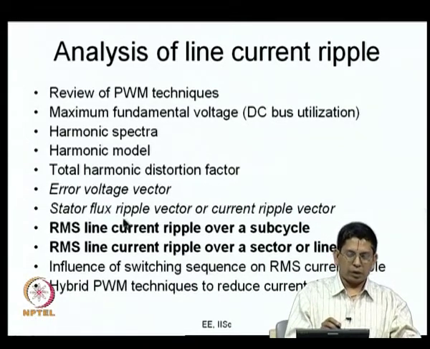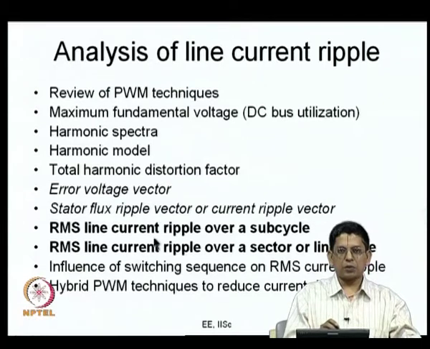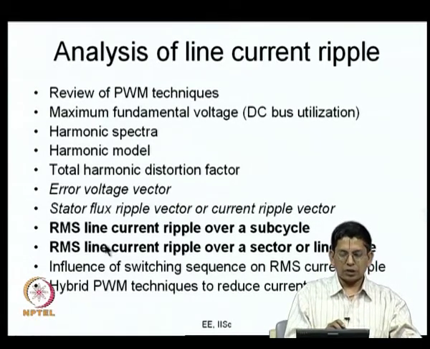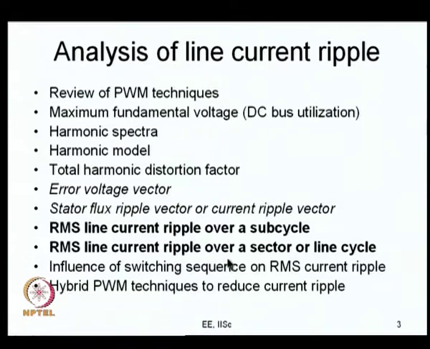And so, we would review these 2 things which we discussed in the last class, the error voltage vector and the stator flux ripple vector, and we would focus on how the RMS line current ripple over a subcycle, and also the RMS line current ripple over a sector or the line cycle.